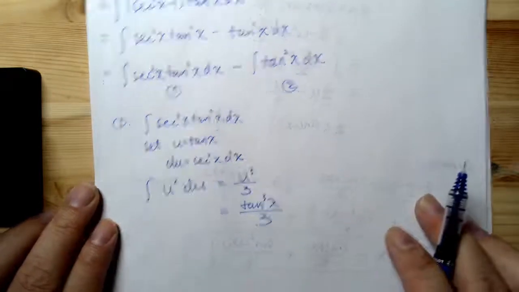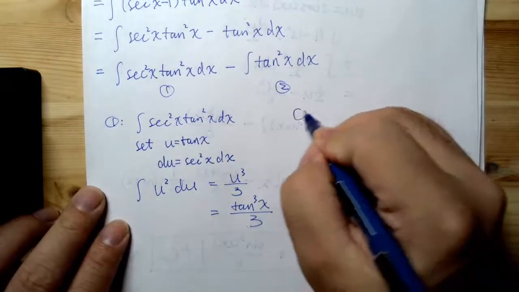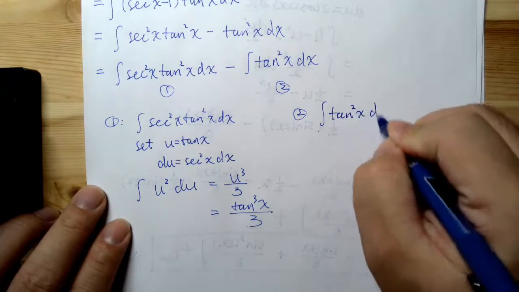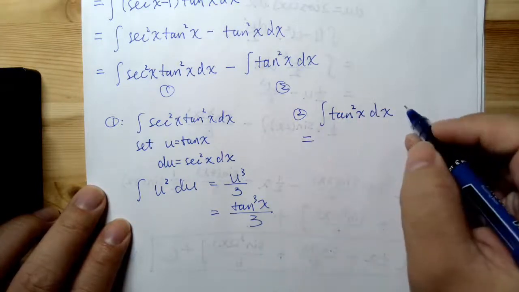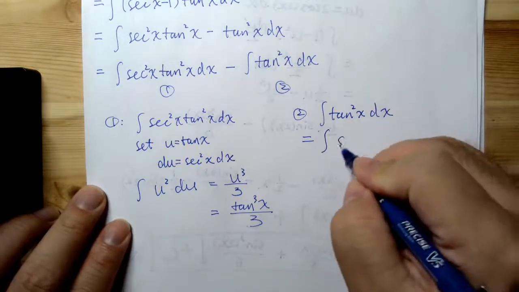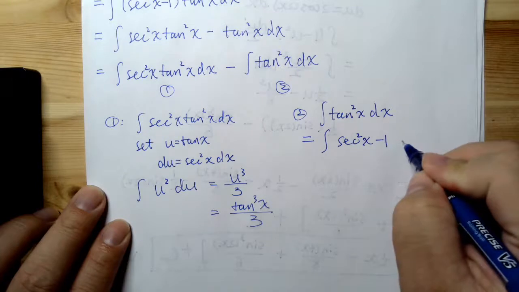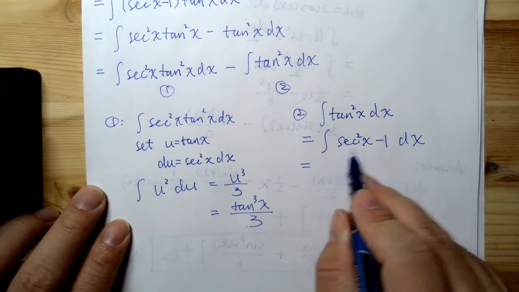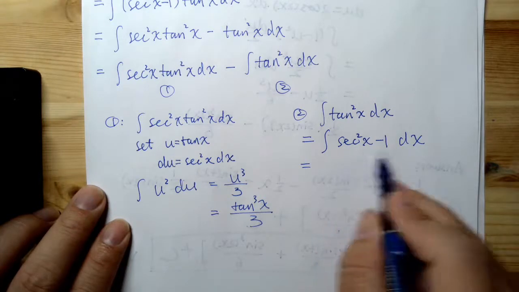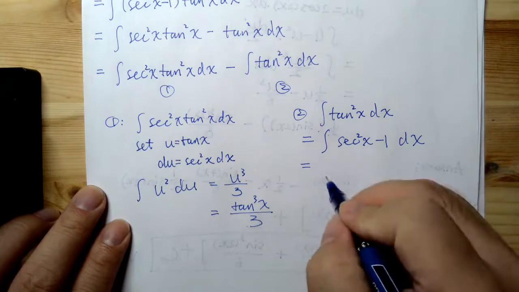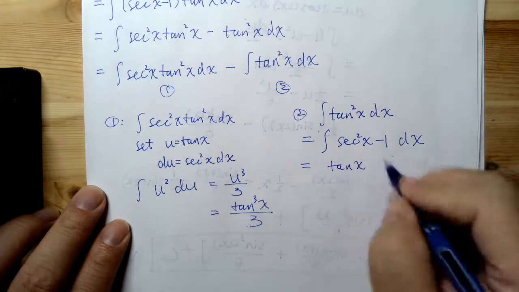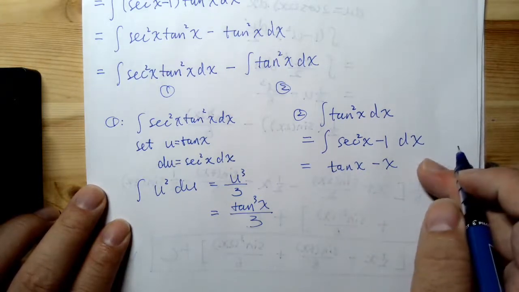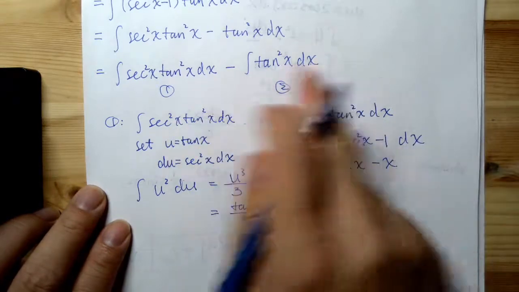Okay, so that's the first part. The second part: we have integral tan squared dx. Turns out we can rewrite this one into integral of secant squared minus 1 dx. And why do I want to do this interchange? Because the antiderivative of secant squared is easy, which is just tan. This one is also easy. Turns out this is tan x minus x. Like I said, I did not add the plus c here because I need to combine those two.